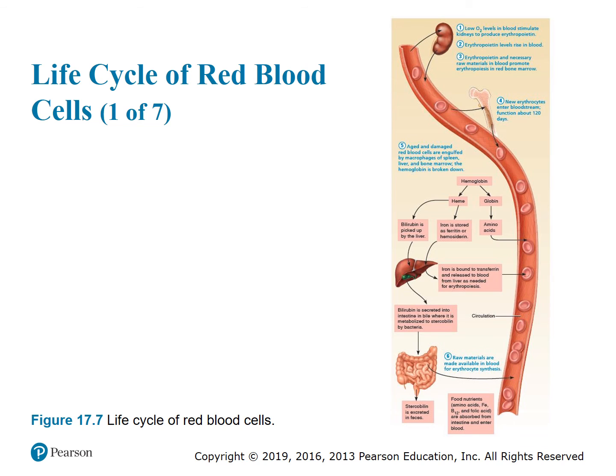Raw materials are made available in blood for erythrocytes synthesized from the food nutrients, things like amino acids, iron, vitamin B12, and folic acid. They're absorbed from the intestine and they will enter the blood so that there are all the raw materials needed to make red blood cells.